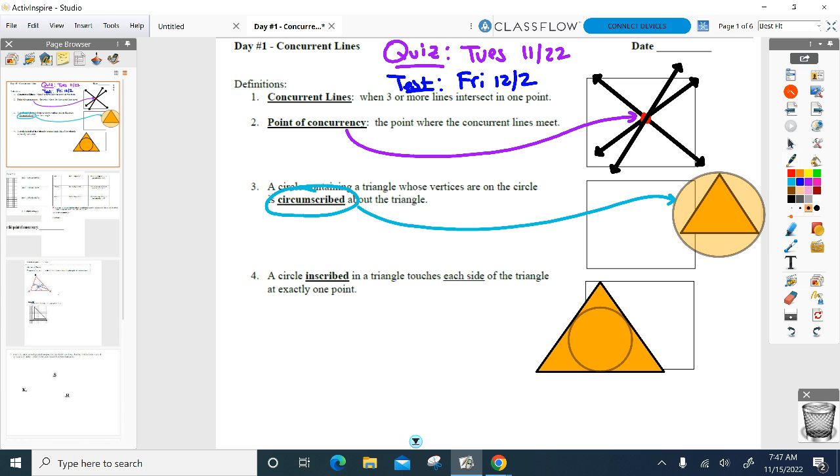And now that it's inside, we say the circle is inscribed. And it doesn't have to be a circle. It can be any figure. If it's inside another figure, it's inscribed. If it's outside, it's called circumscribed.